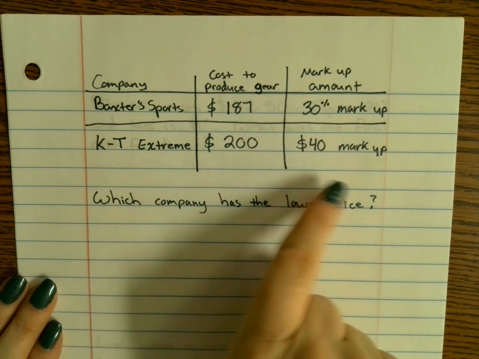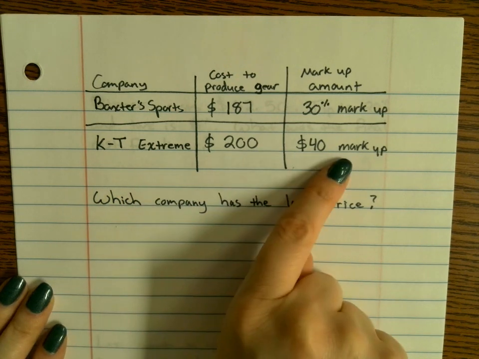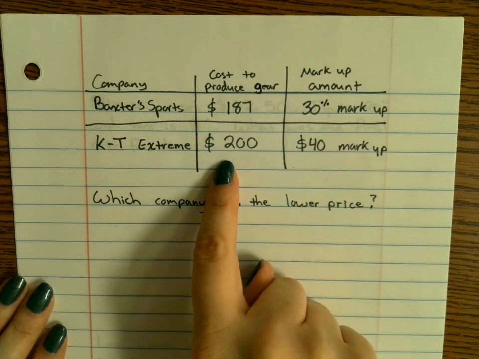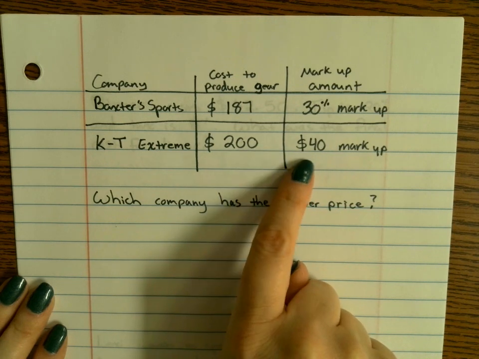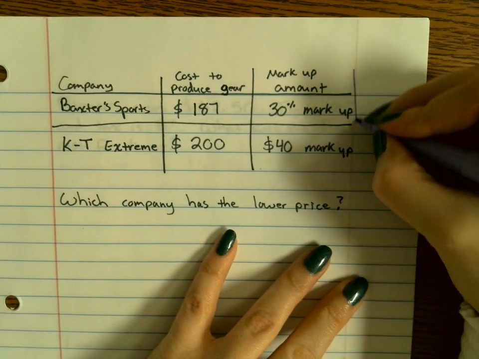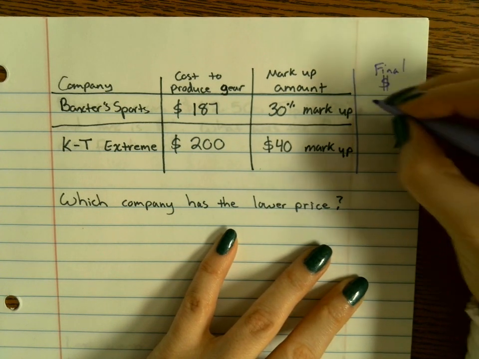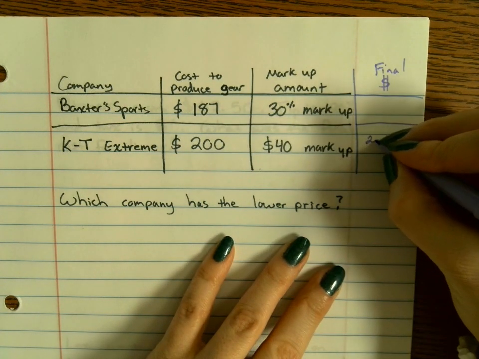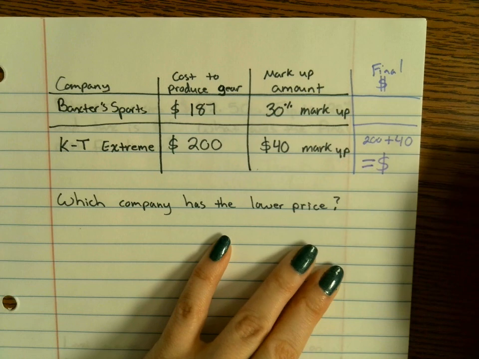So let's first focus on KT Extreme. The reason I say focus there is because that's the easiest one to do. Identifying what the markup price is going to be is easy because you just have $200 to produce and $40 to mark the price up by. So all you're going to do is add that together and that'll give you your total cost. I'm going to make another little column over here and write down the final price. Here, if I take my 200 and add my $40, then the final price for KT Extreme is just going to be $240.